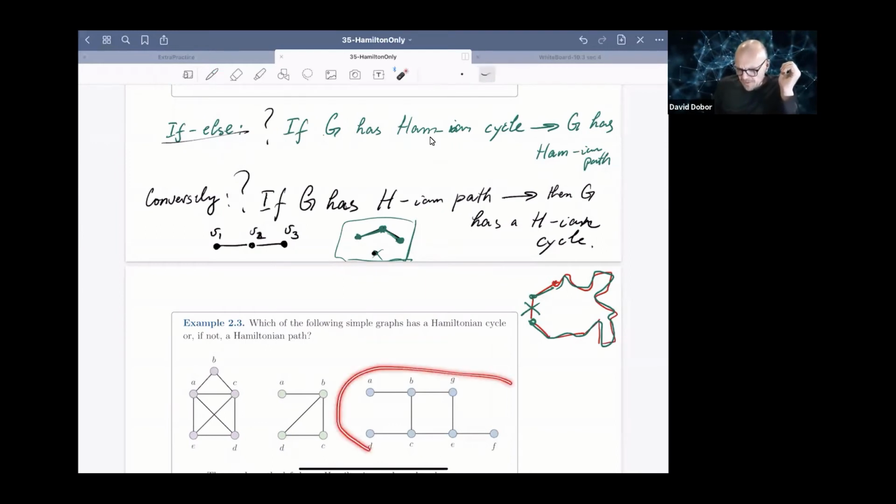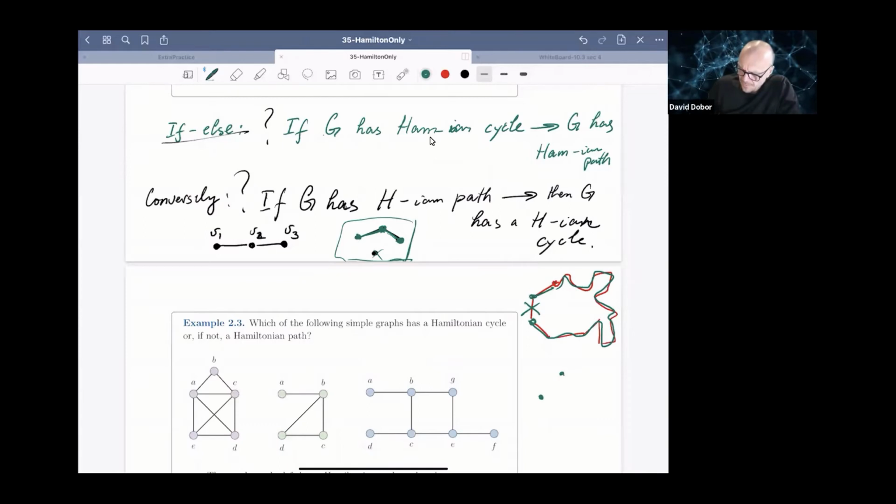So let's look at this graph. Is this graph Hamiltonian? First of all, we already know it's not Hamiltonian because it has a pendant vertex, and any graph with a pendant vertex cannot possibly be Hamiltonian. So this is not a Hamiltonian graph. There is no Hamiltonian cycle in it. But is there a Hamiltonian path in this graph?